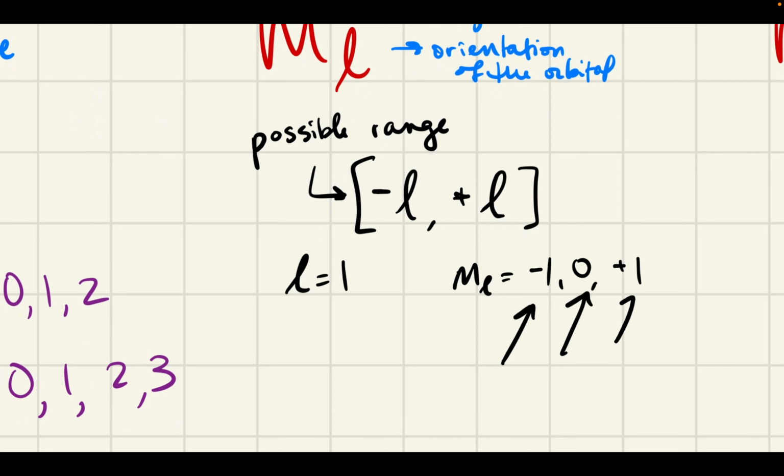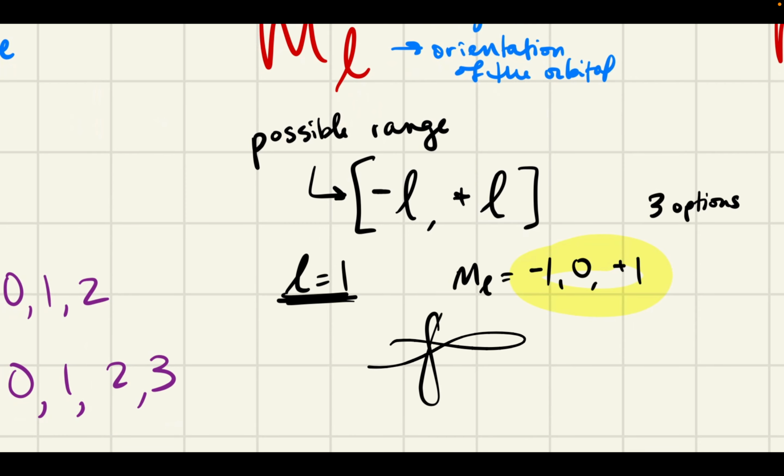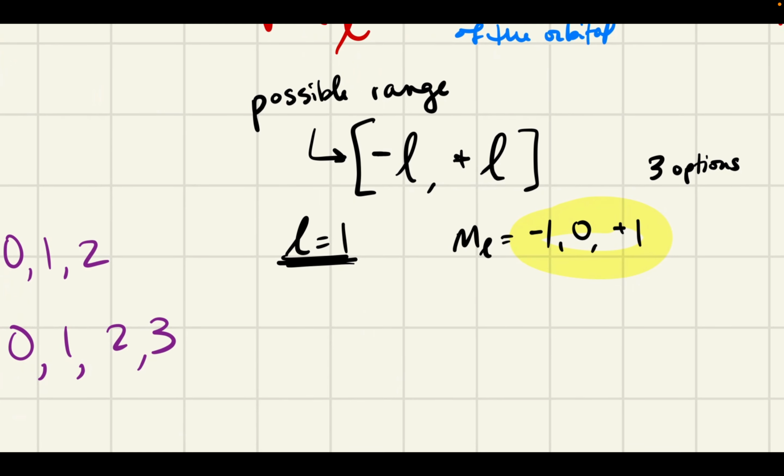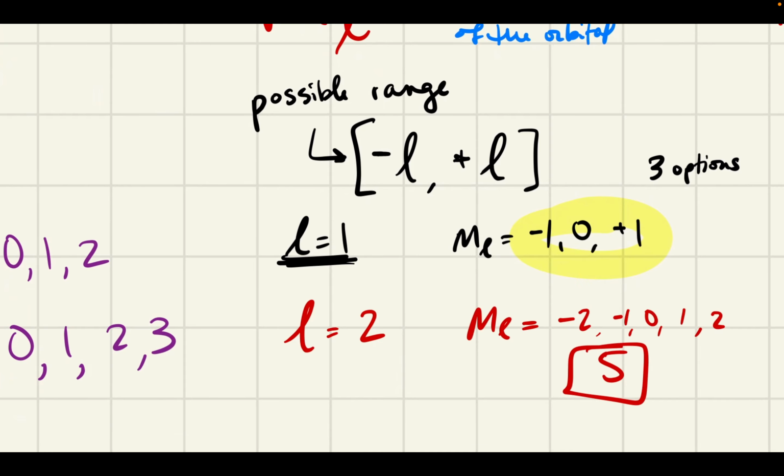Now, those numbers don't mean a lot. What's more interesting and important is the fact that there's 3 of them. That tells us there's 3 different ways that the P block or the P shape can be oriented, which makes sense. X-axis, Y-axis, and Z-axis in 3 dimensions. Don't worry too much about that. Just know that there's 3 options. It tells us how many orbitals there are. So another example, if we're talking about L equals 2, aka the D block, M sub L could equal negative 2, negative 1, 0, 1, or 2. Aka there's 5 orbitals in the D block. Cool.